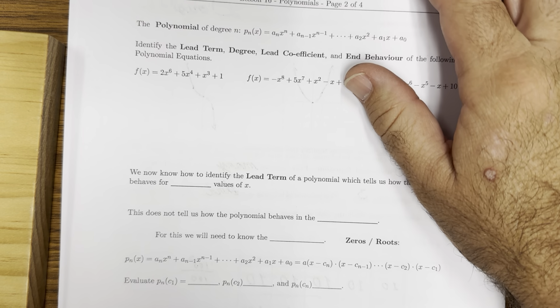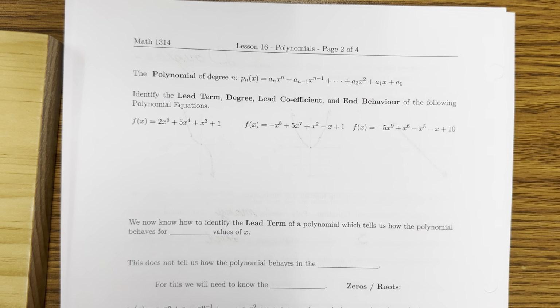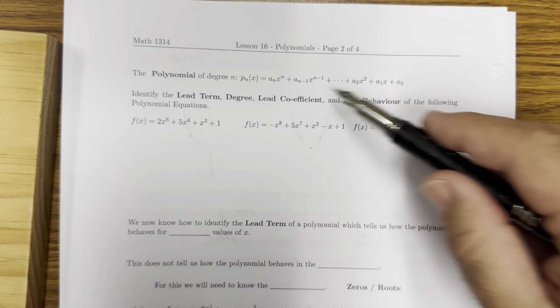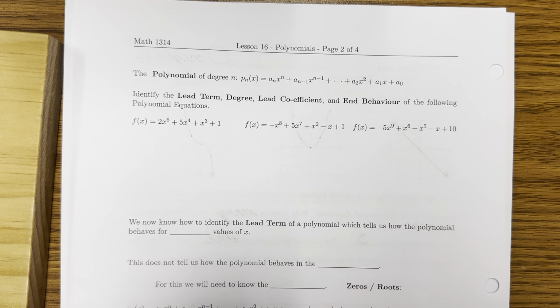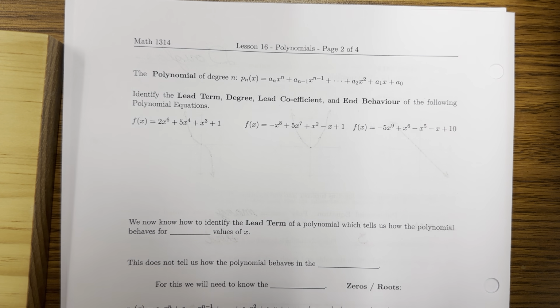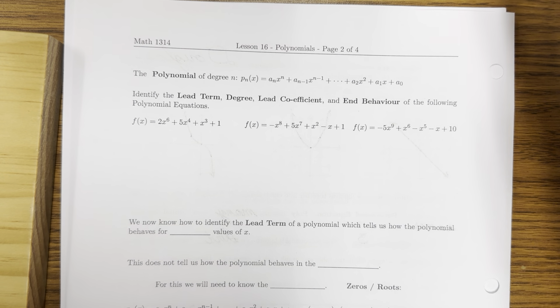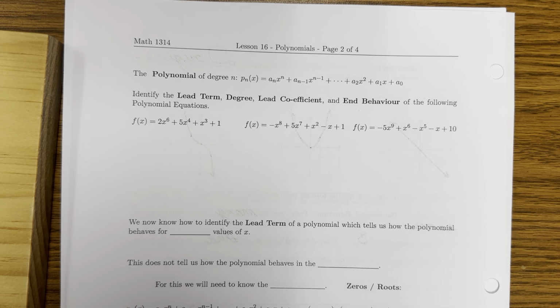So in general, the polynomial looks like this right here, right? This is of degree n, where n is any natural number. And remember, a natural number is a whole number that is more than 0, right? You don't include 0. It's just got to be more than 0. So 1, 2, 3, 4, 5, 6.